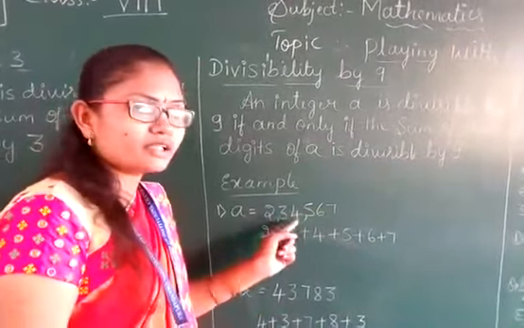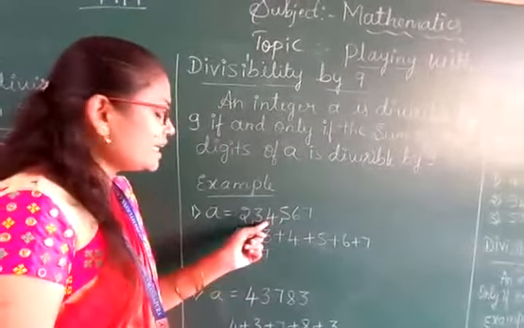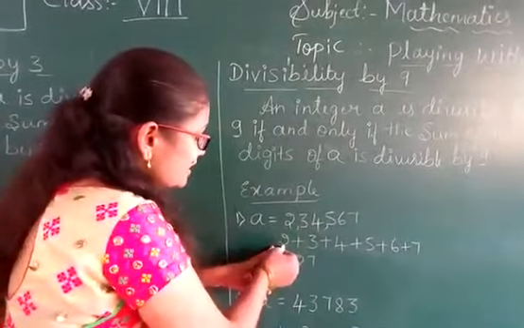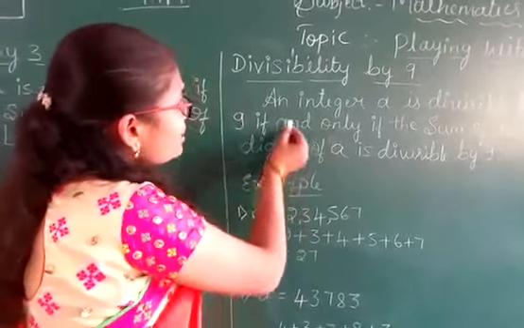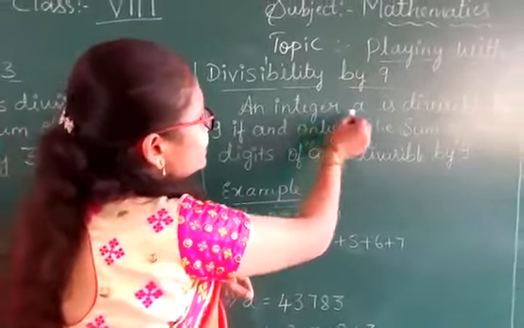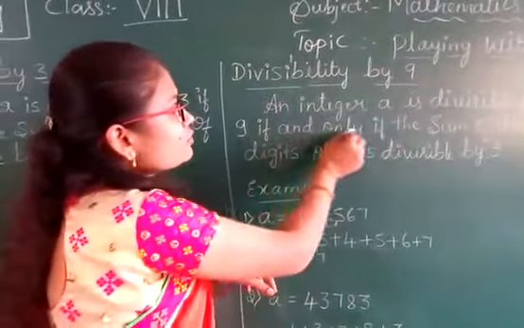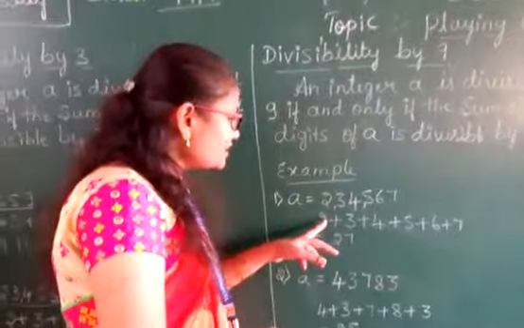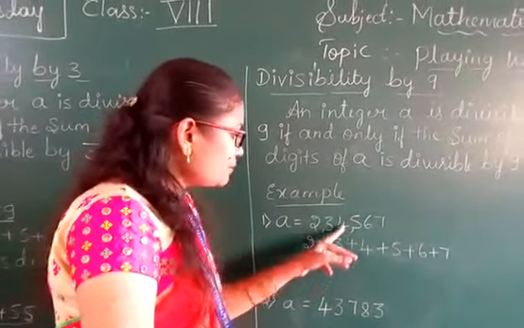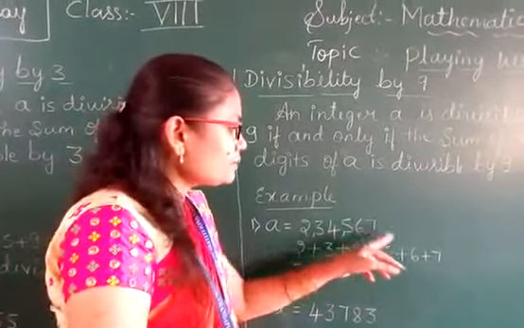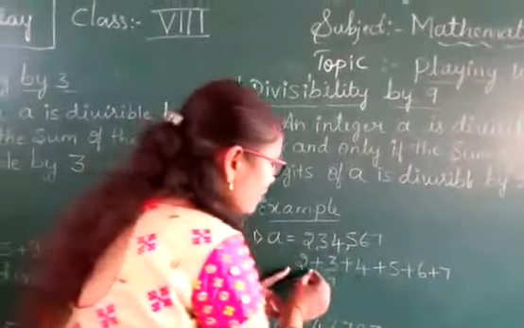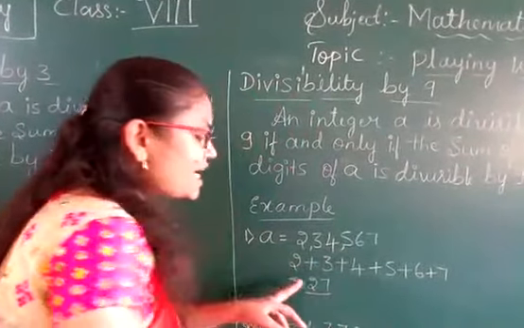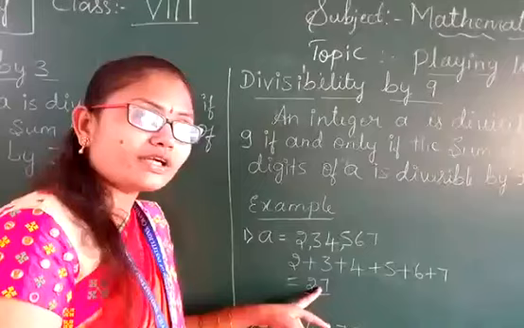2,34,567. We have to check whether the given number is divisible by 9 or not. You can see that before, I said an integer a is divisible by 9 if and only if the sum of the digits is divisible by 9. We have to add these digits first: 2 plus 3 plus 4 plus 5 plus 6 plus 7. After adding, the sum you got is 27.